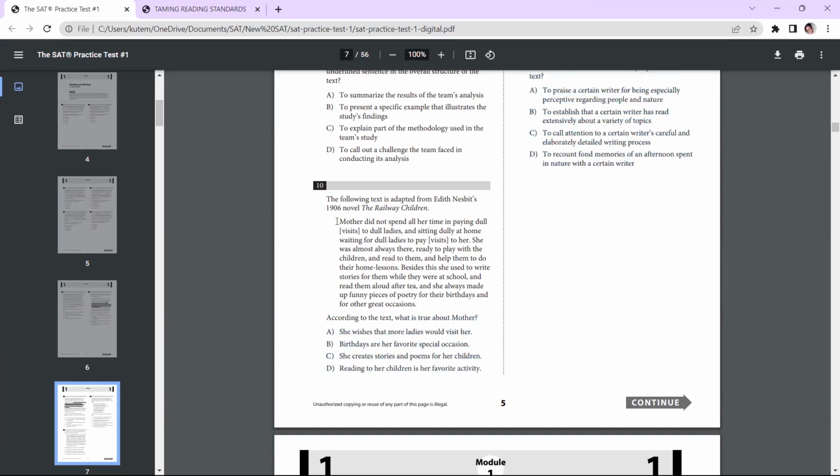So you don't have to find the function, the main idea, you don't have to find the tone, the attitude, nothing like that. It's just asking you what is said according to the text.